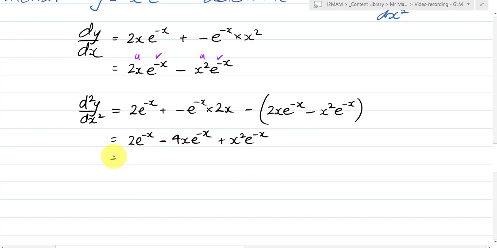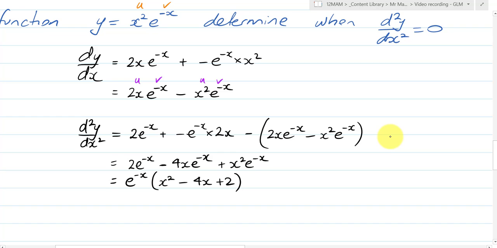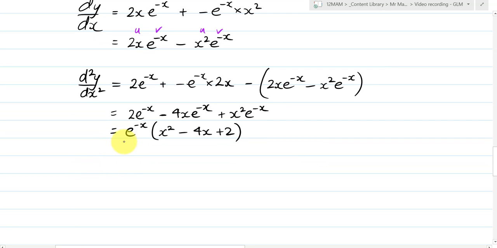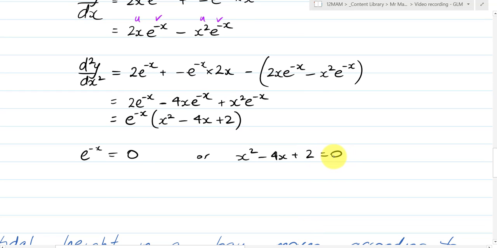And I'm going to take out the common factor, e to the negative x, and I'm left with, and I'm going to reverse the order of my terms here to make it look more like a quadratic, x squared minus 4x plus 2. And I want to know, when does d squared y dx squared equal 0? I'll use the null factor theorem here: when does e to the negative x equal 0, or x squared minus 4x plus 2 equals 0.